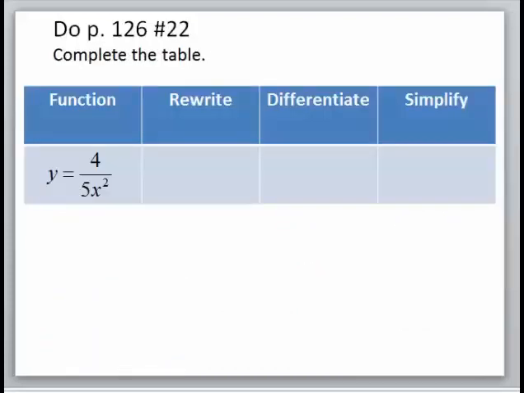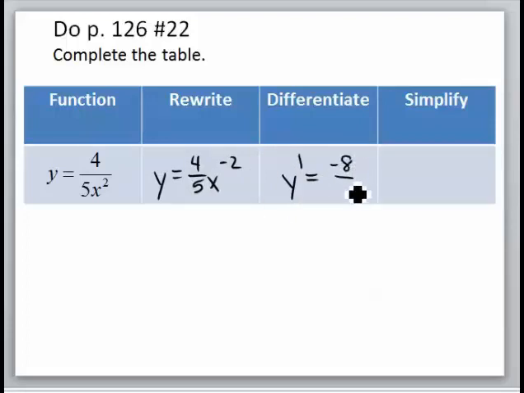This is the last one I'm going to do on this particular video, and then I'll finish up on the next one. This is just one where we complete the table. So I'm going to go ahead and rewrite this. So this would be 4/5 x to the negative 2nd. I differentiate. This isn't really even a quotient rule. There's no reason to do quotient rule because there's no x up here. Just keep it the easy way. That's why I picked this problem. Just because we're learning quotient rule doesn't mean you always have to use quotient rule.